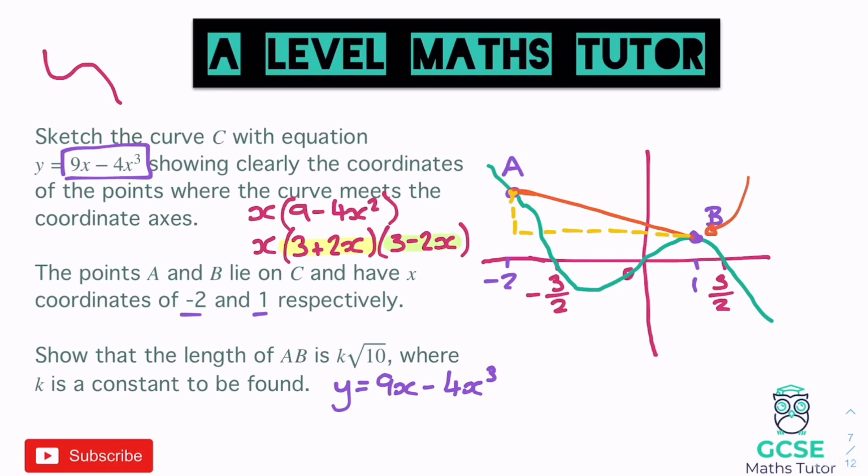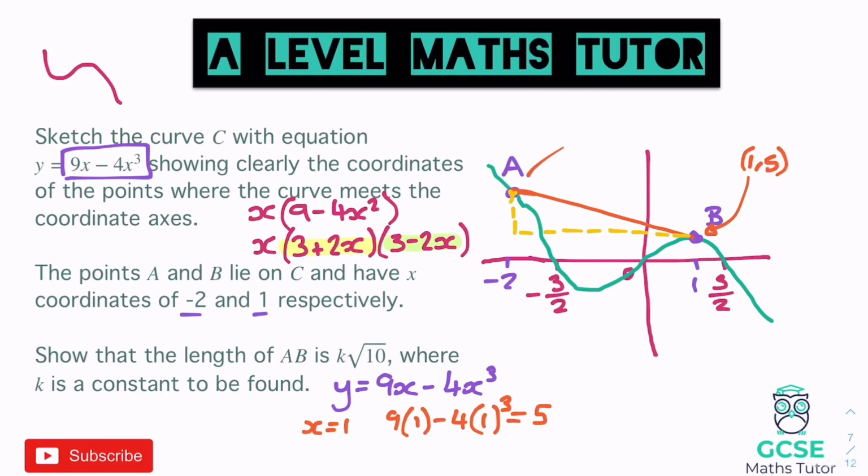Now 1 is probably the easier one, because obviously we just substitute 1 in, that's going to give us quite a nice one. So when x equals 1, we get 9 times 1, take away 4 lots of 1 cubed. So 9 times 1 is 9, take away 4 is 5. There we go. So the y coordinate just there is going to be 5, so that coordinate there is going to be 1, 5.